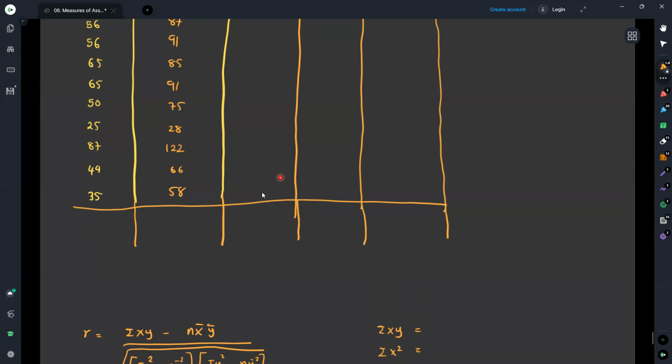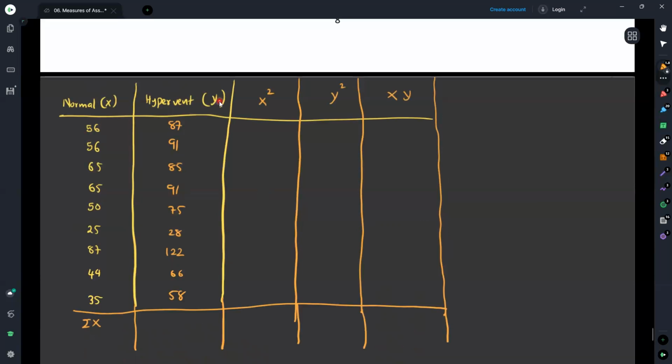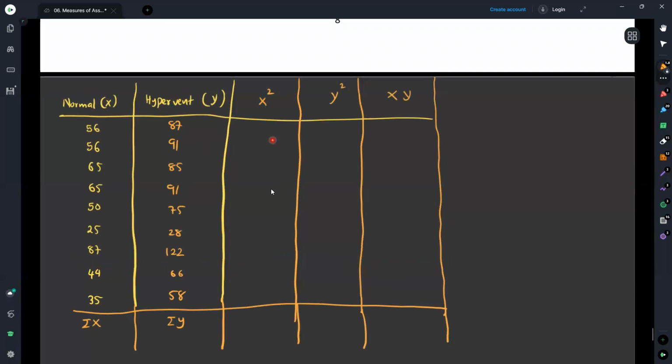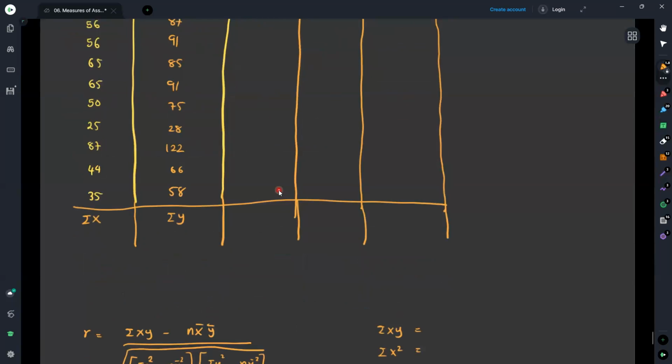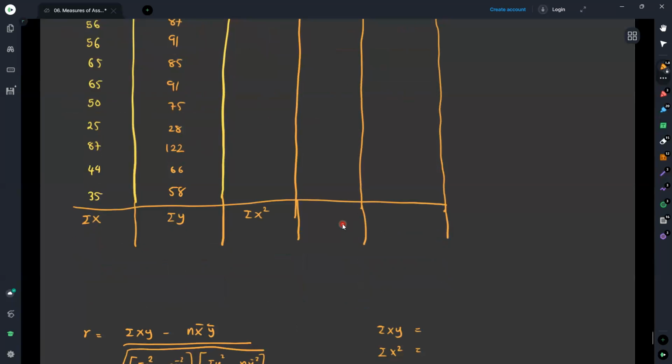Here, if I take the x values, I am getting the summation of x. For this column, you can see that it is for the variable y. Here I am getting the summation of y. Then in the next column, it is the x squared values. If I get the summation, I am getting summation of x squared. Here, y squared values were obtained, and if I get the summation, I am getting summation of y squared, and for the last column, I am getting the summation of xy. Now we'll see how we can get these summations.